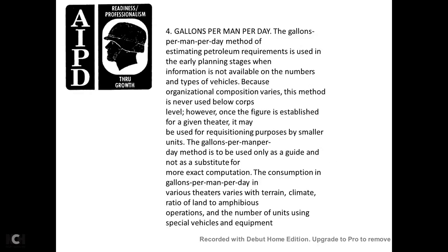4. Gallons per man per day. The gallons per man per day method of estimating petroleum requirements is used in early planning stages when information is not available on the numbers and types of vehicles. Because the organizational composition varies, the method should never be used below the corps level. However, once the figure is established for a given theater, it may be used for requesting purposes. For small units, the gallons per man per day method is to be used only as a guide, not as a substitute for more exact computation. The consumption in gallons per man per day varies in the various theaters with the terrain, climate, the ratio of land to amphibious operations, and the number of units using special vehicles and equipment.